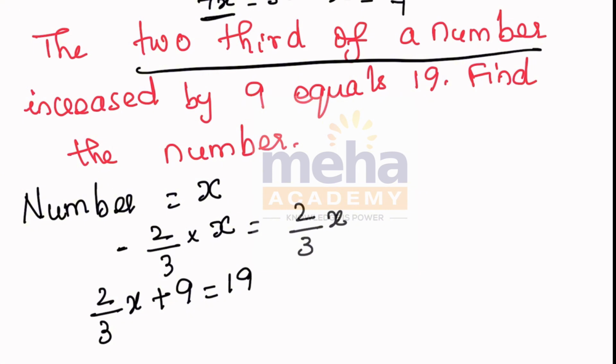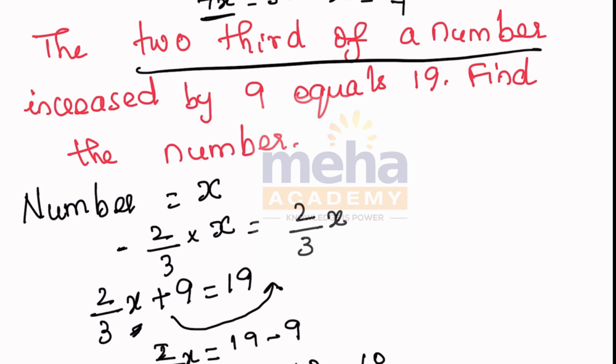Again, here when you look at this expression, I have the x on the LHS. I have to move the number to the other side. So it is plus 9. When it moves to the other side, it becomes minus 9. So it is equal to 19 minus 9. So 2 over 3, x is equal to 19 minus 9 is 10. So here I need the x, not 2 by 3 into x.